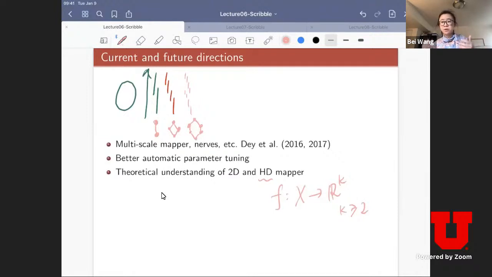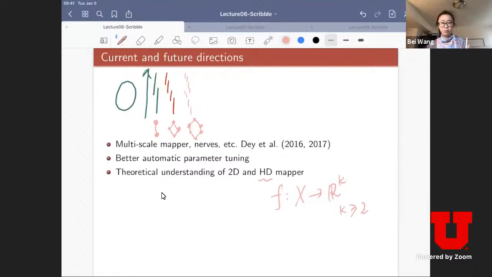So in terms of theoretical understanding, there is always the question of what the limit theory is, right? What if I go to infinity over my sample, or if I go to infinity over my cover elements, how fast is the mapper graph approximating the Reeb graph? So there's a lot of active research in this area surrounding the theoretical understanding of this object.